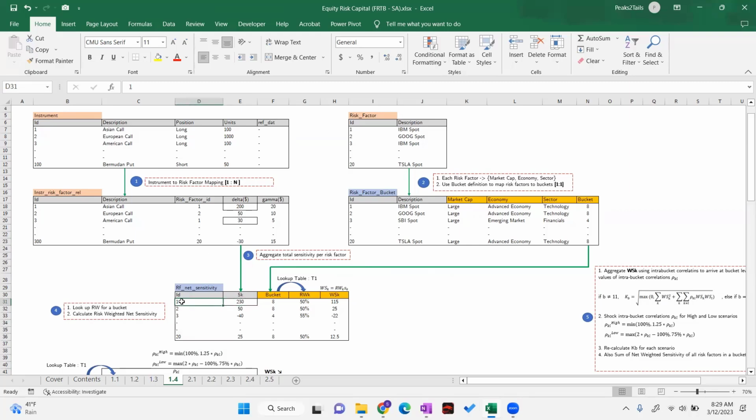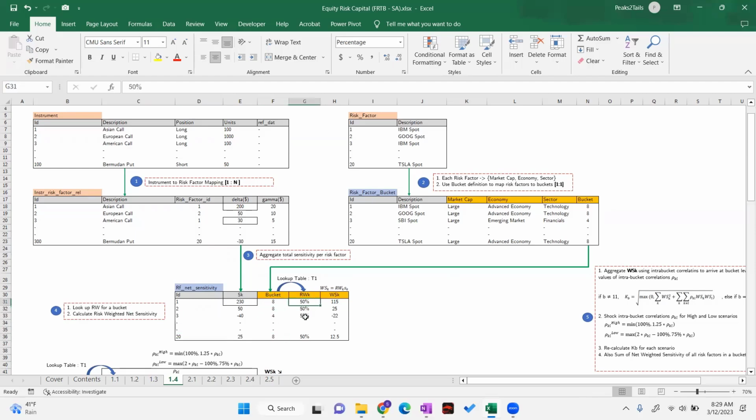For example, in this case, for the risk factor 1, we had 230, that became 230. Simple addition. Okay. Plus and minus can offset each other. So against 20 risk factors, we have 20 net sensitivities. Straightforward. Every risk factor is mapped to a bucket, 1:1. All right. Every risk factor is mapped to a bucket.